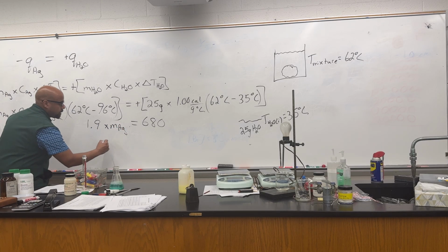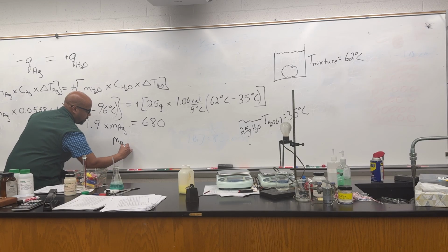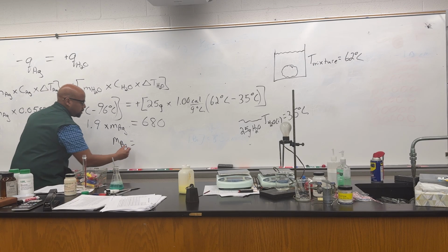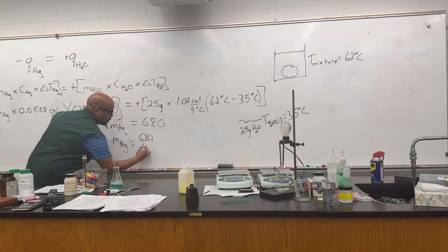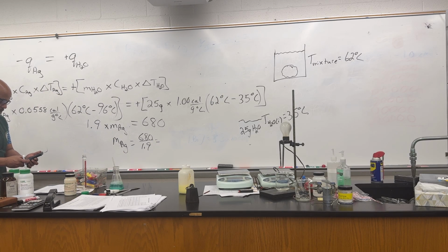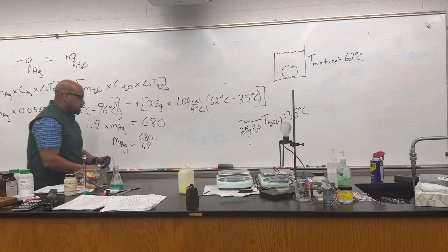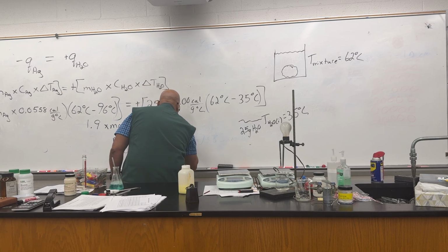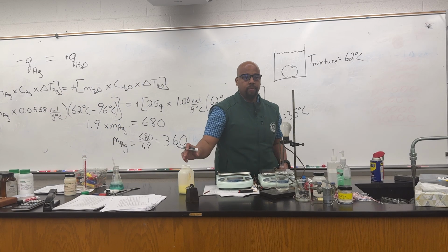And then when I solve this, I'm gonna say the mass of the silver is equal to, well, 680 divided by the 1.9, and that's gonna end up giving me 680 divided by 1.9. Looks like we get 360. Got it.